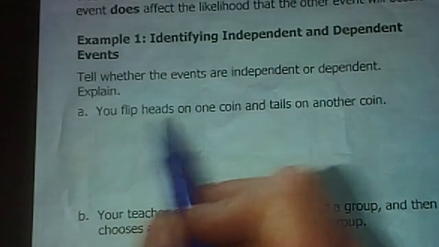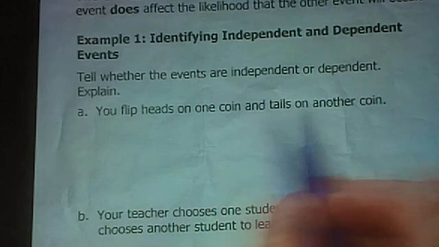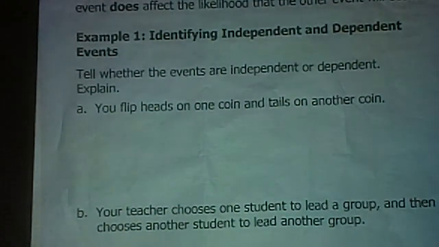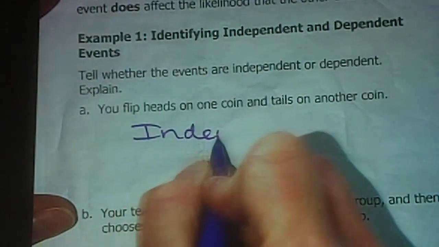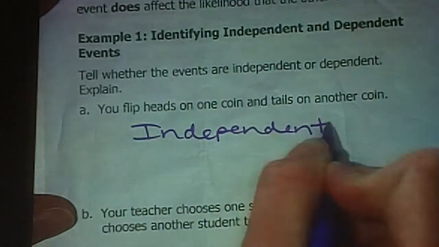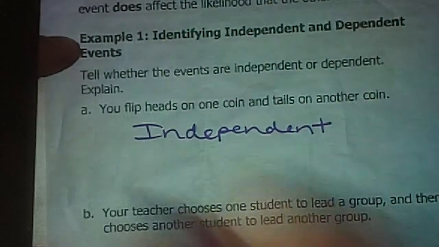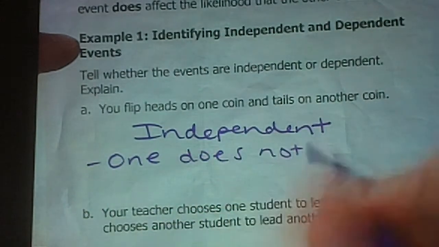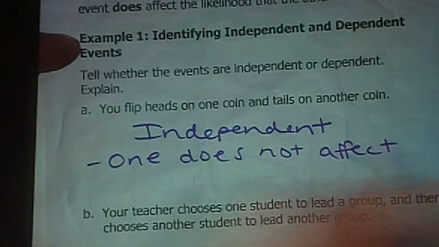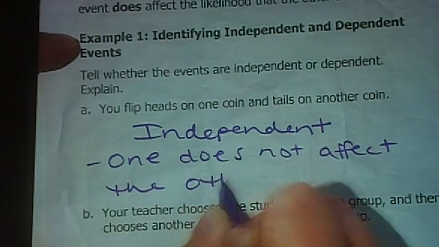So you flip heads on one coin, and you flip tails on another coin. Now, what you flip on that first coin, do you think that the other coin's like, oh no, they flipped heads, I better make it tails? Like, they don't know, they can't think about it. So what you do on one coin has no effect on the other. That makes these 2 independent. And we can tell because one does not affect the other. You should write that down. One does not affect the other.